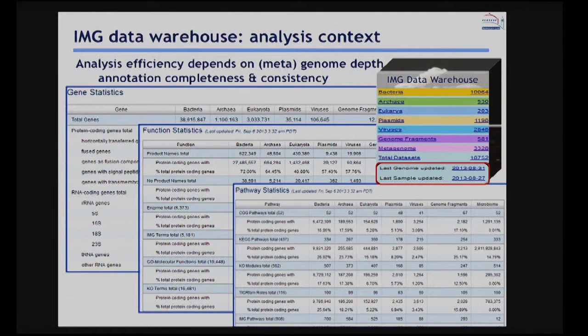This is the context of the analysis, and these are screenshots from the first page of our system. When you get in, the first thing that the scientists will do is look at how many genomes there are and what the depth and the breadth of the annotation is, how much information is available.